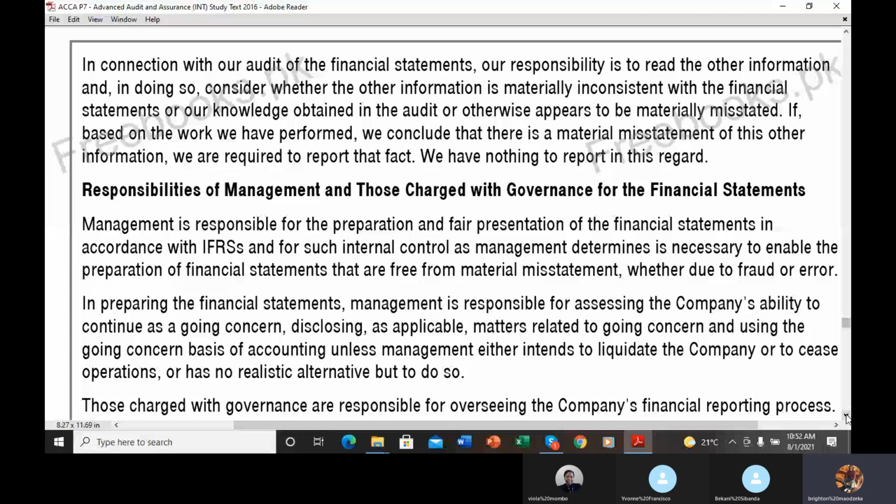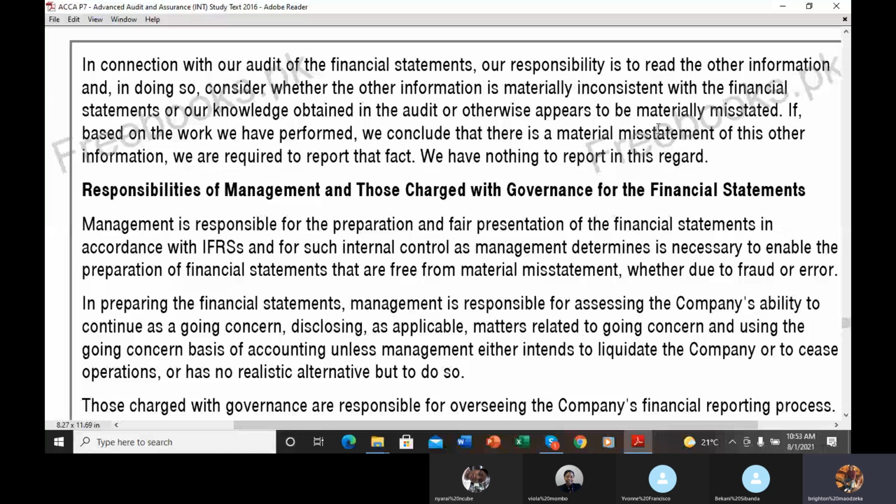So that's what I say. Usually we conclude by saying we have nothing to report in this regard, because there is no indication that it is materially misstated. That's why they continue writing here. They say, in connection with our audit of the financial statements, our responsibility is to read the other information.